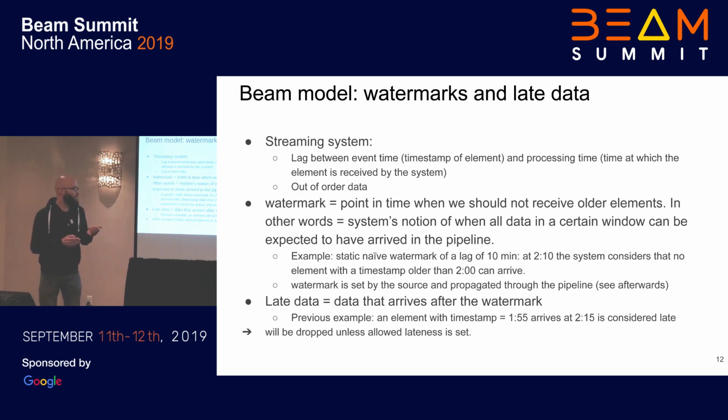Simple. You must also know that the watermark in Beam is set by the source and is propagated throughout the pipeline with the transforms. And we also define late data. What is late data? Late data is data that arrived after the watermark. So in my previous example, if you have an element with a timestamp of 1:55 that arrives at 2:15, then it's more than 10 minutes late. So it's behind the watermark, and this element should be dropped unless you specify an allowed lateness. That's a tolerance that you can add, let's say 10 minutes, so that this element would not be dropped.